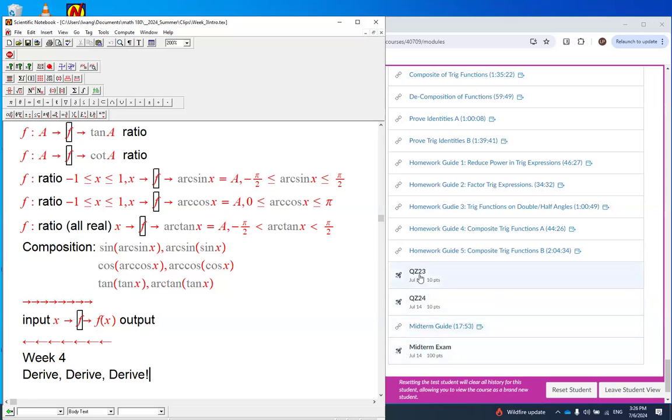All right, there are 2 quizzes only this week, but there's a midterm exam. The midterm exam is available only for 3 days, so be sure you plan ahead. The midterm guide is a short guide, and I think it's different from what I'm doing here, which covers the past 3 weeks.